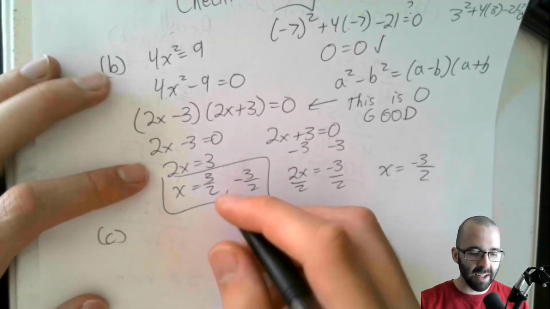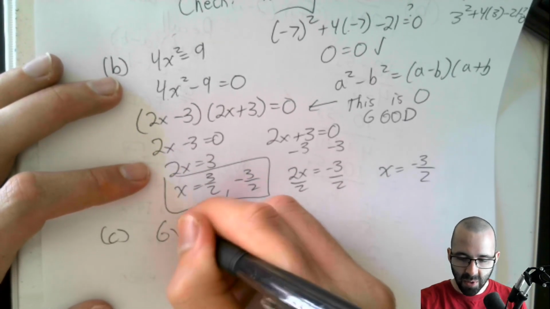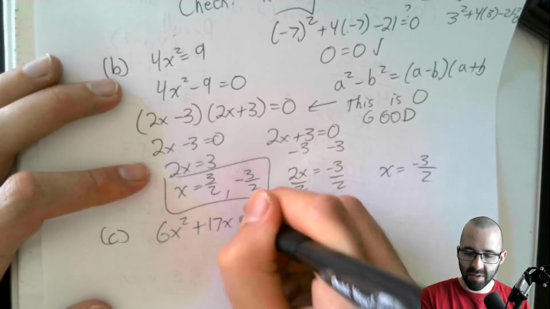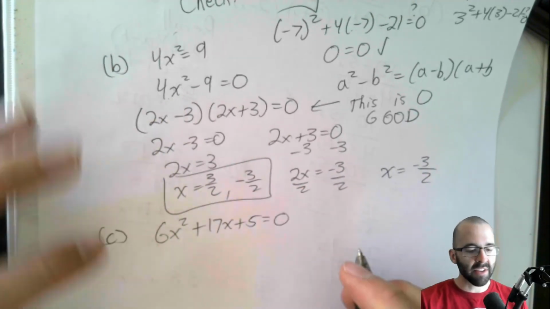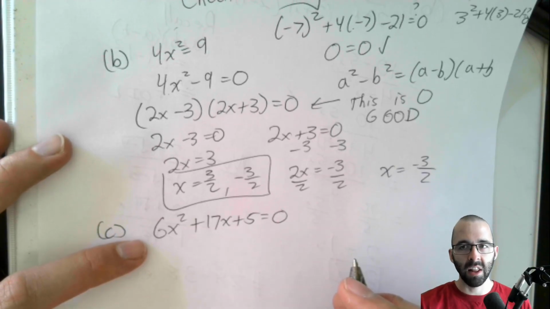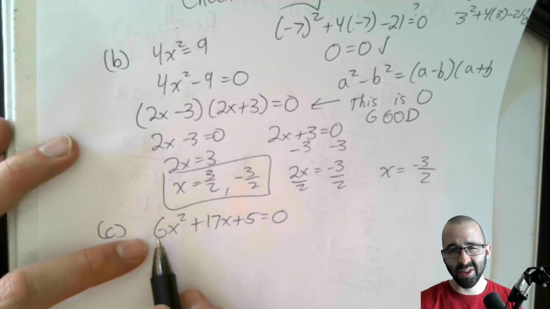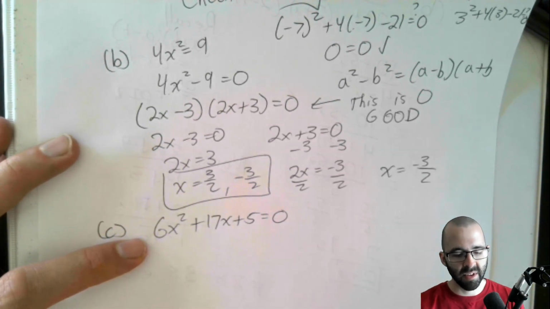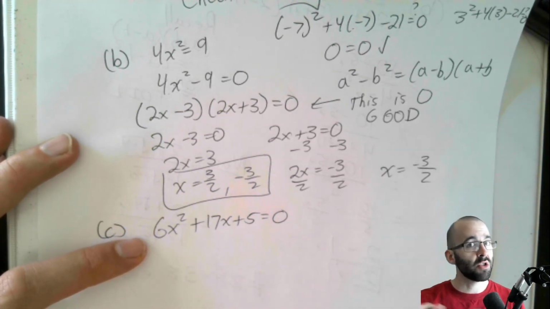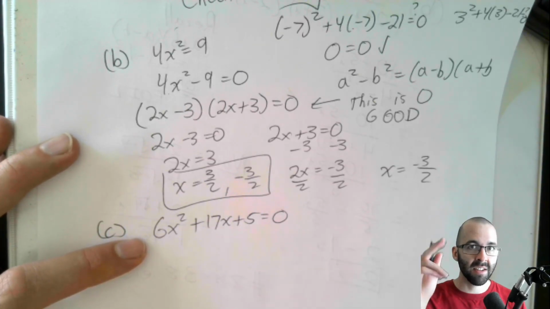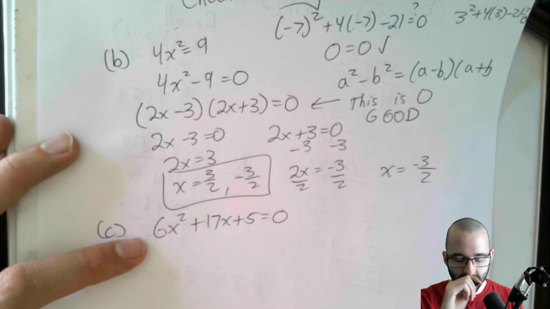So the last one right here is 6x squared plus 17x plus 5. I only recommend factoring in problems like this if you're a factoring lover, okay? Because it's a lot harder to factor if you have a number in front of the x squared. So I'm going to go through this quick, show you how to do it, but I'm not going to really teach it. So if you need more of these, ask me and I'll show you where to look.